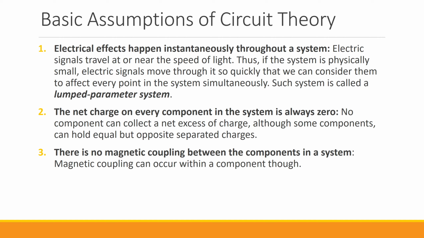The second assumption says that the net charge on every component in this system is always zero. What do I mean by the net charge? The meaning is that we don't have a component in our system that is positive, or a component that is negative. Basically, no component can collect a net excess of charge. Although what we can have is both positive and negative charges in equal amount on a single component, right? So these are two different things.